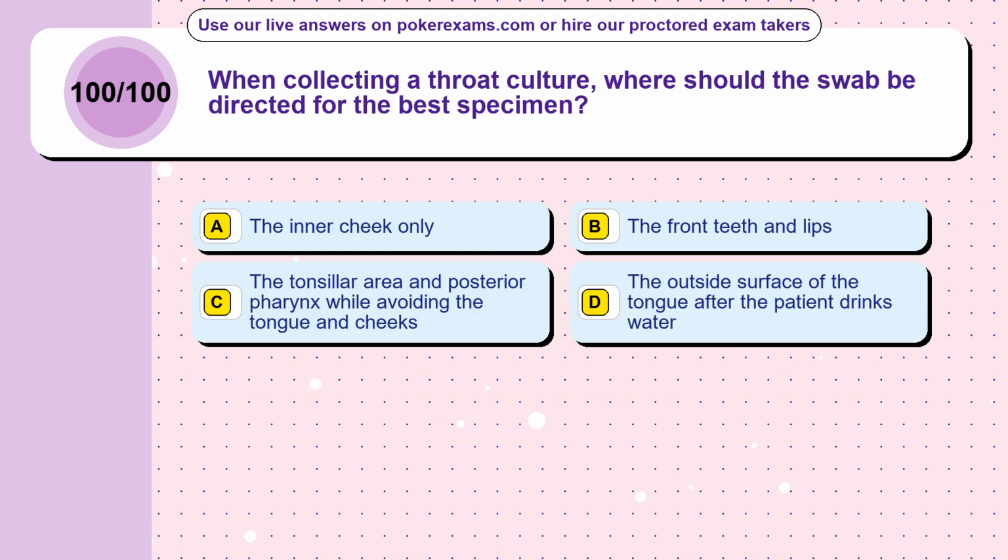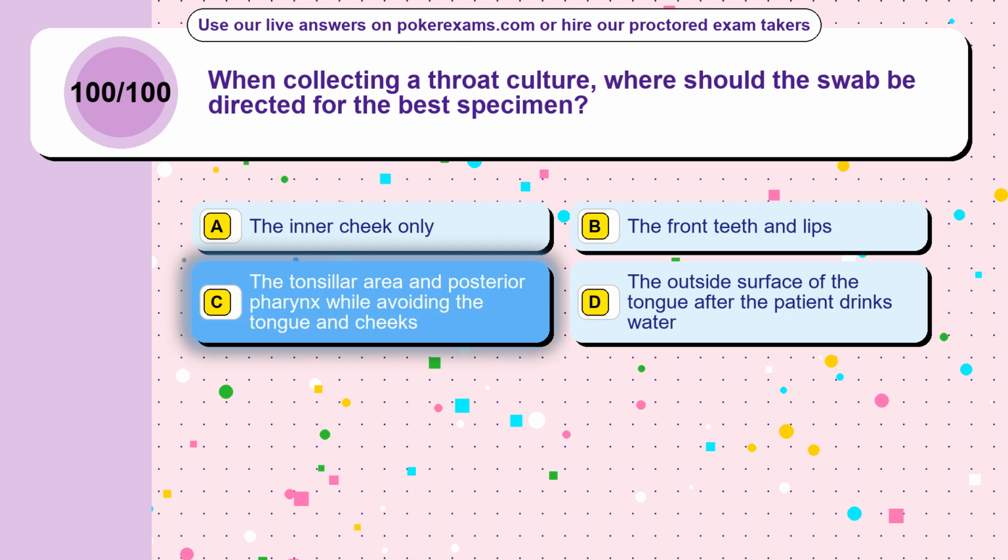Question 100. When collecting a throat culture, where should the swab be directed for the best specimen? Option A. The inner cheek only. Option B. The front teeth and lips. Option C. The tonsillar area and posterior pharynx while avoiding the tongue and cheeks. Option D. The outside surface of the tongue after the patient drinks water.